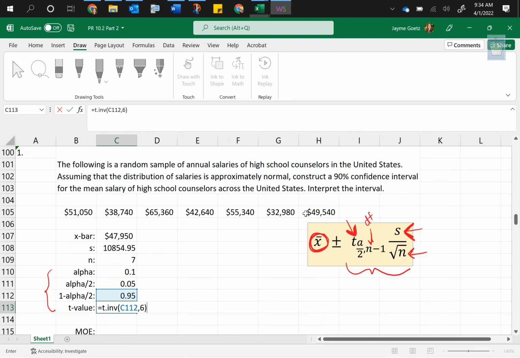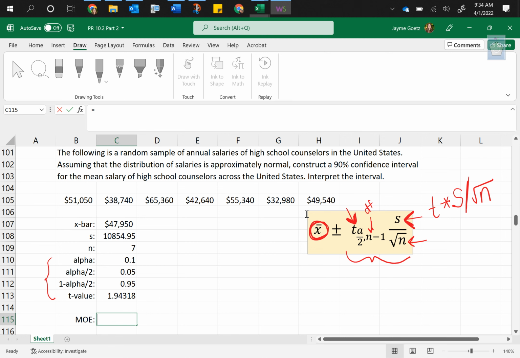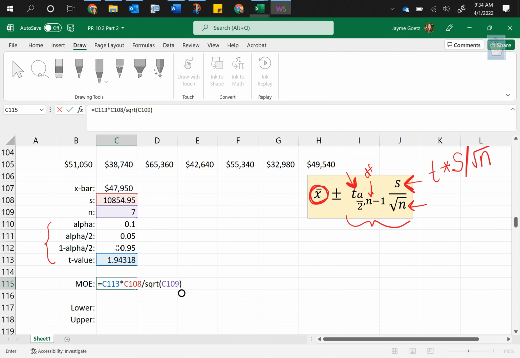Okay, so now we have all the little pieces of information that we needed. To find my margin of error, we have to take my t value and multiply it by my sample standard deviation and divide it by the square root of my sample size. Order of operations is going to take care of all of this within Excel, so we can just type it in. So we're going to go equals t value times standard deviation divided by square root of my sample size. I'm going to let you guys look at that up there before I move on. I've got it all in there.